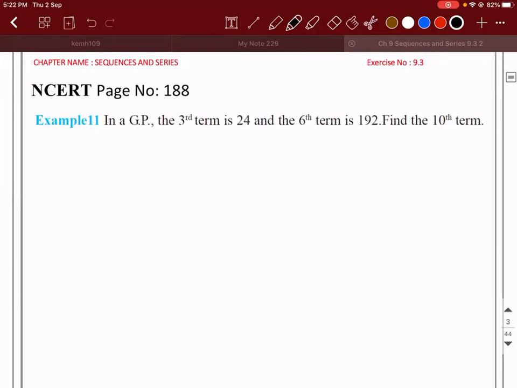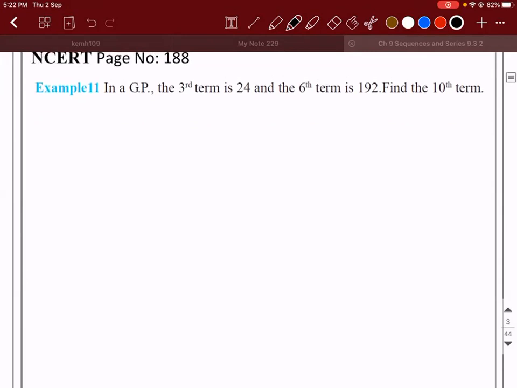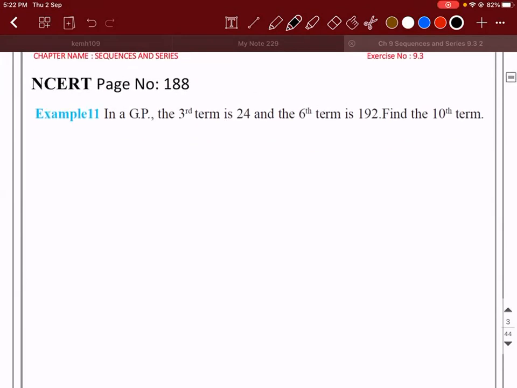In a GP, third term is 24, sixth term is 192. Find the 10th term. See, if you have to find any term in a GP, how many inputs do you need? If you know the number of the term, you need the value of A and R. That is the logic. But if you observe this question, A and R both are not given. So how many unknowns? 2 unknowns. So to solve 2 unknowns, you need 2 conditions.